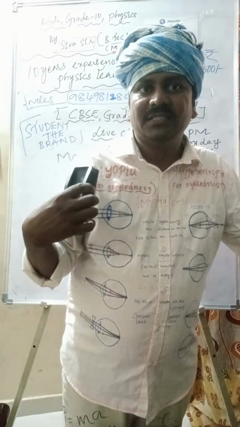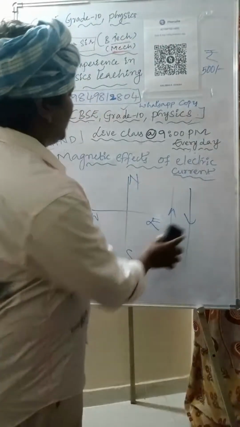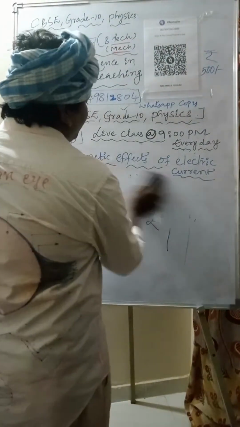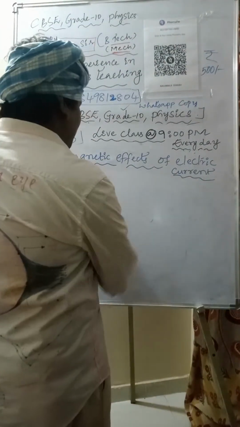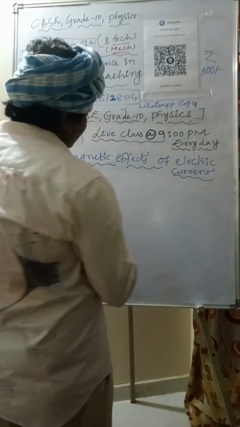So generally we discussed current carrying straight conductor. If you are taking the loop, I am considering this as the loop.